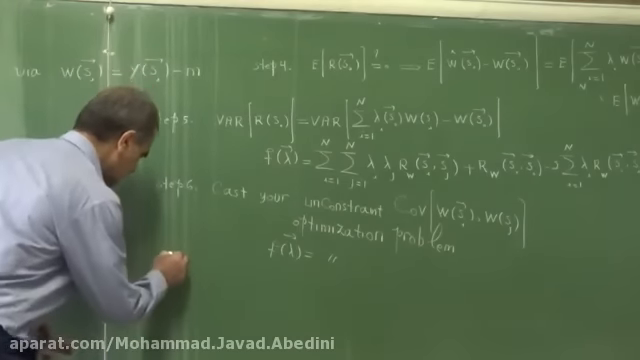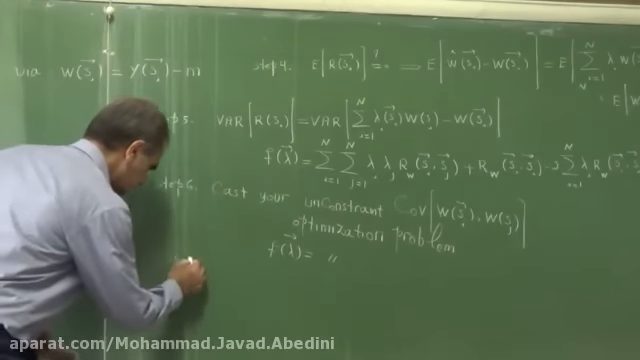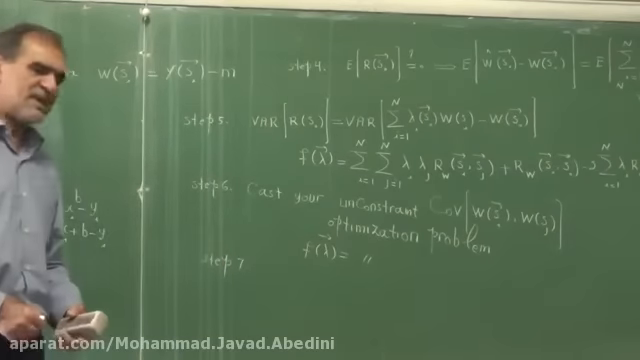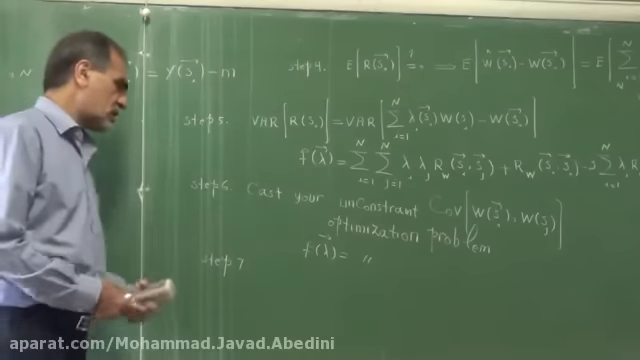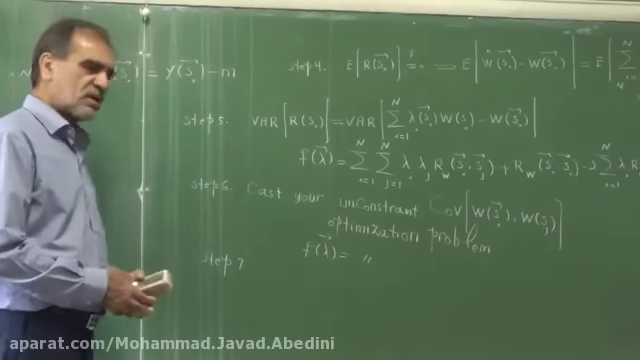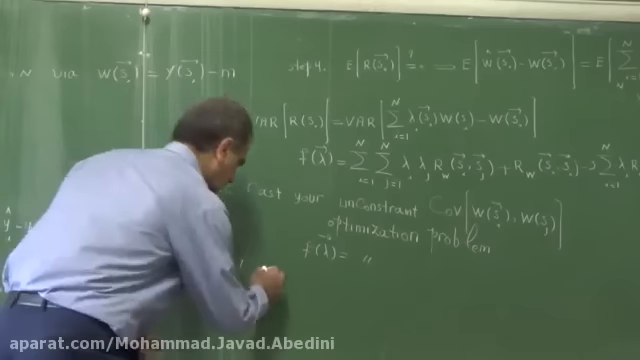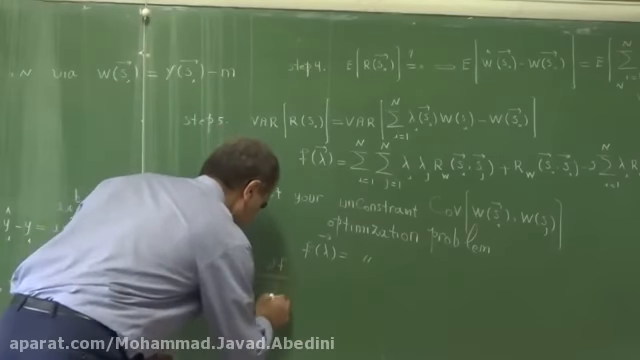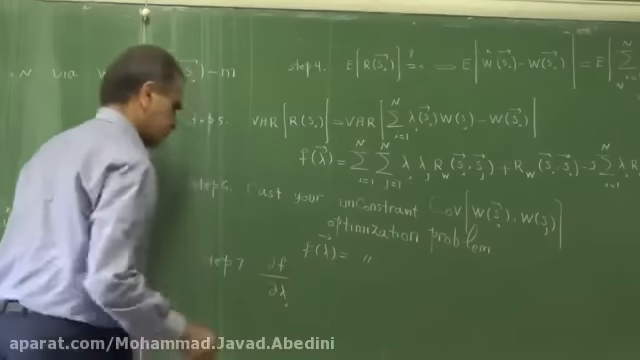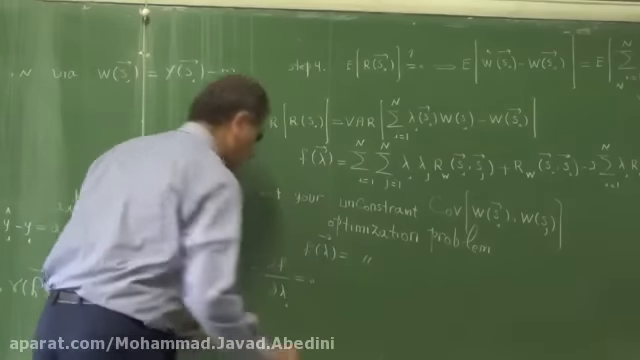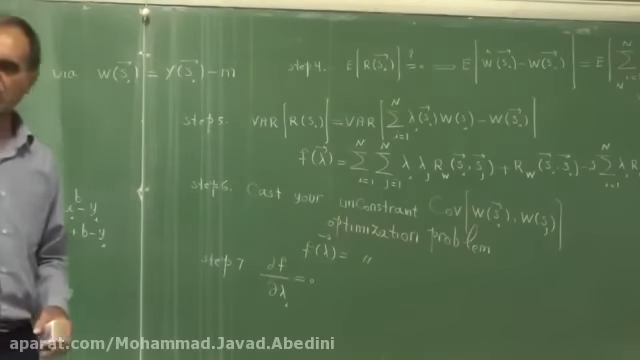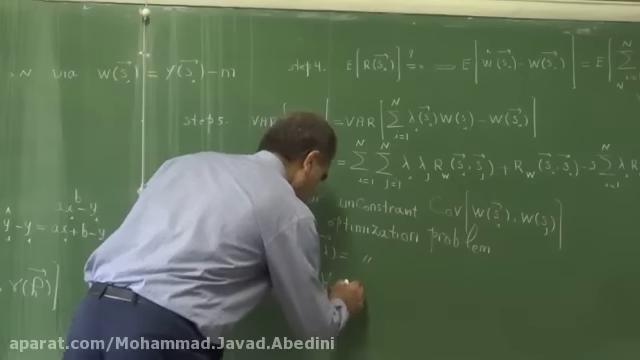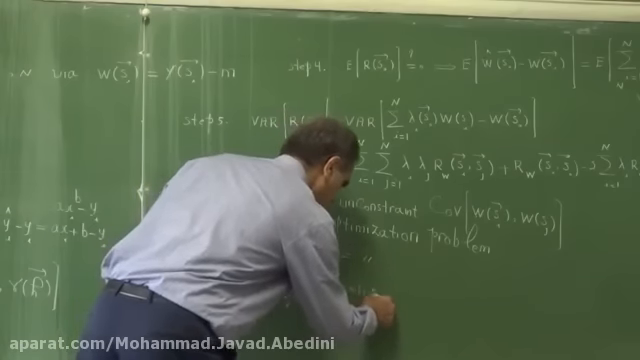In step 7, you have to minimize your unconstrained optimization problem. And for this to happen, you have to take partial derivative of f with respect to lambda I, put it equal to 0 for all I from 1 up to n.